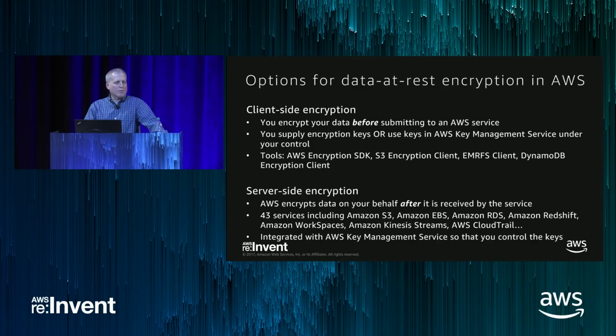So today there are 43 services in AWS that will support some type of server-side encryption. This list will continue to grow. In fact, by the end of the week, the list will be greater than 43. And by the end of next year, it will be much greater than 43. At some point, any AWS service that stores your data will offer server-side encryption.